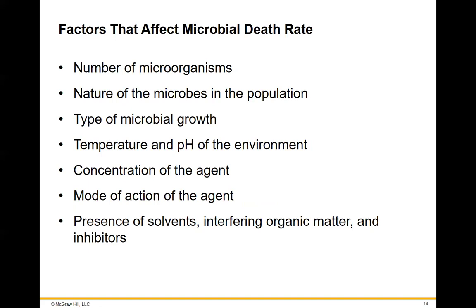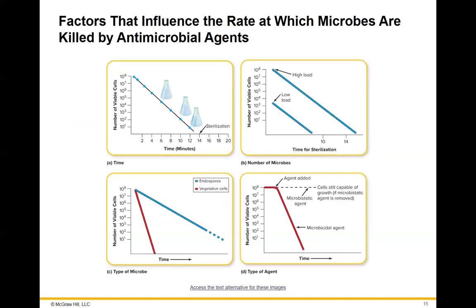Okay, things that are going to affect how we're killing our microbes: the number of microbes that started off, the nature of the microbes in that population, type of microbial growth, temperature and pH, concentration of the agent, mode of action of the agent, and the presence of solvents. Basically, you have to think about this for each microbe. If you're trying to get rid of everything, then you have to think about how you're going to do that in the situation you're applying it in, and not just one, like we're worried about Clostridium. You want to think about more than that, probably.